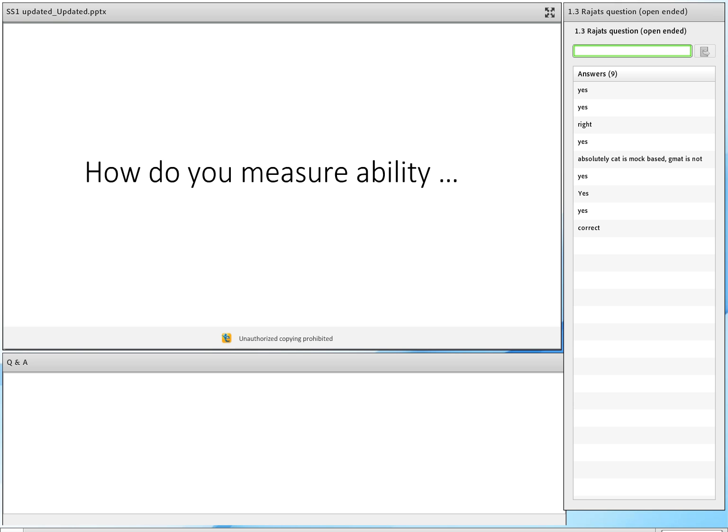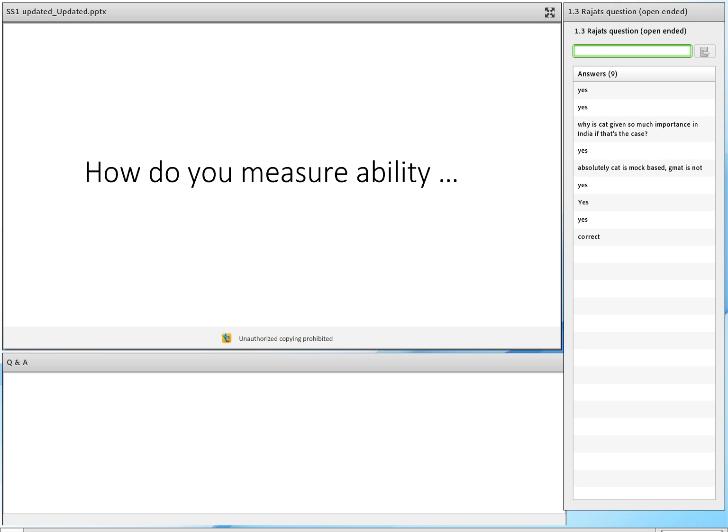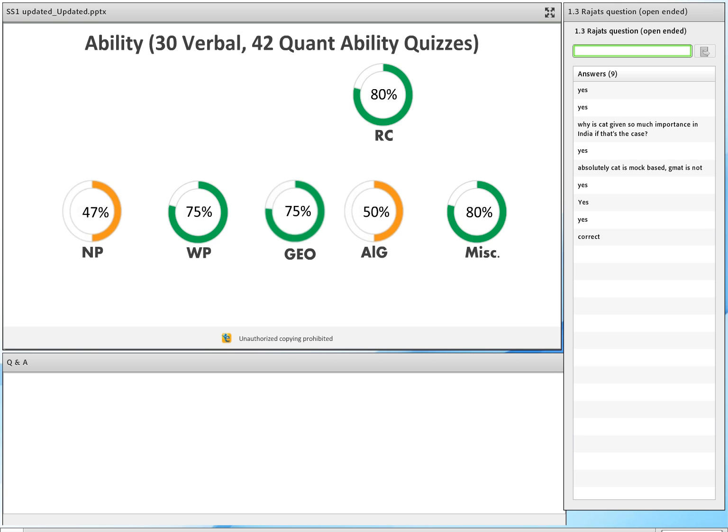Now, we've talked about GMAT, we've talked about ability. So one of the questions is, how do you measure ability? There are 2 ways to measure ability. One is to take a mock test. But if you're an e-GMAT student, the way you do that is by taking ability quizzes in quant and verbal.